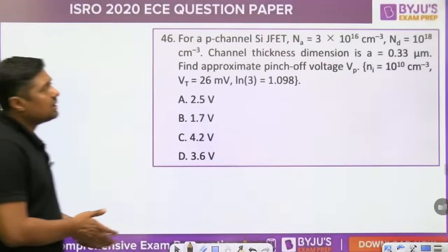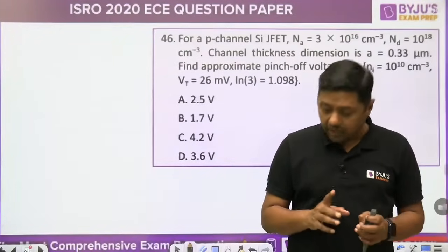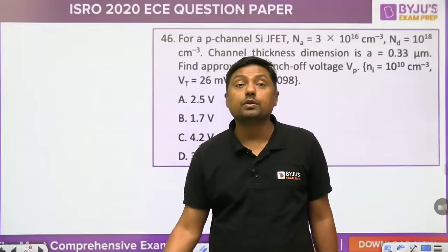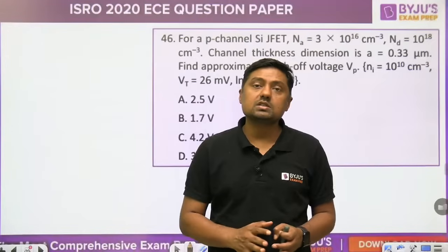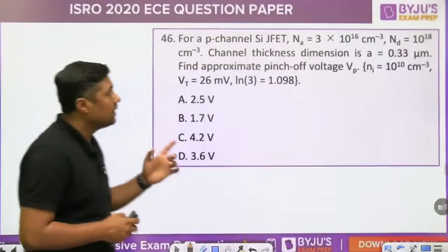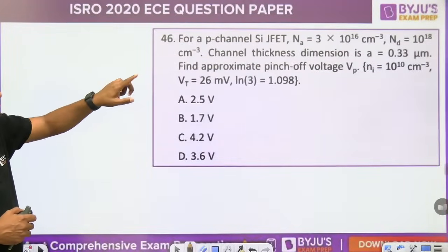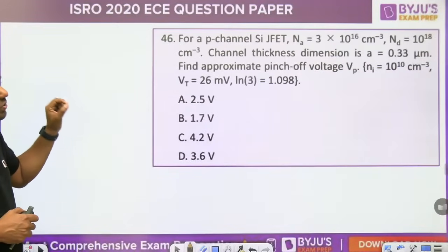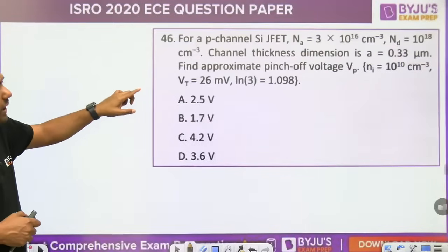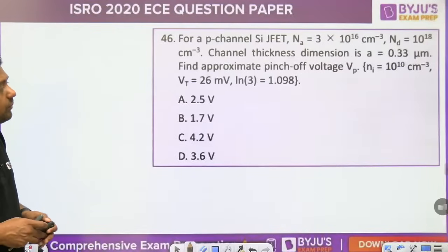Okay, then this is a JFET, right? I have told you that JFET is not in the syllabus of GATE examination, but it is in the syllabus of ISRO examination and engineering services examination. So tell me, for an N P channel silicon JFET, Na is equal to 3 into 10 raised to power 16, Nd is equal to 10 to the power 18, and channel thickness dimension is A. Find approximate pinch off voltage Vp. What is the pinch off voltage Vp here?